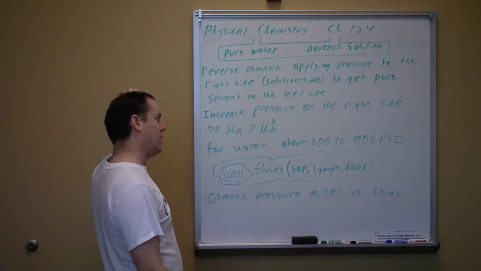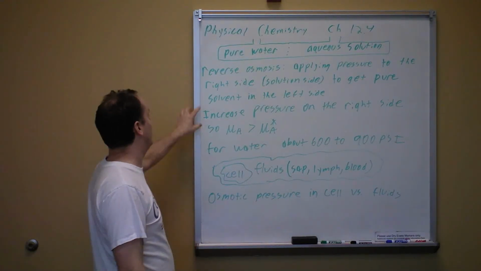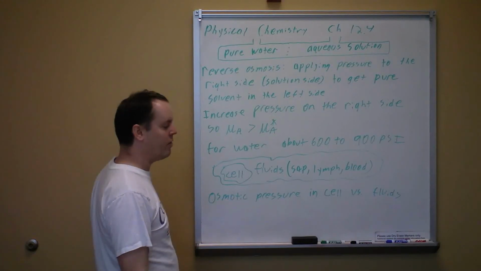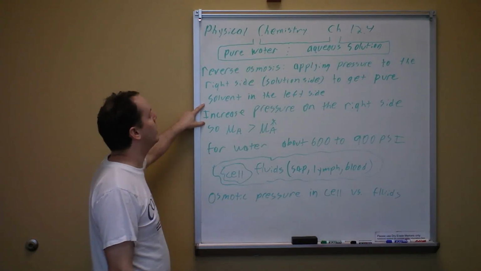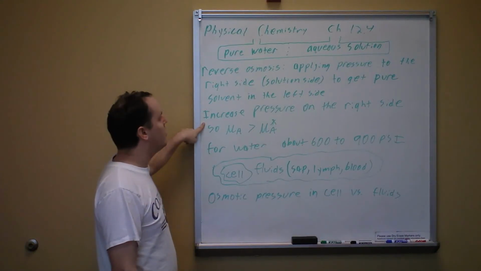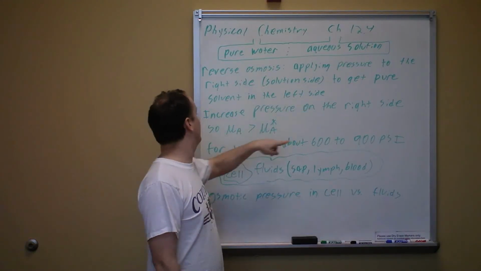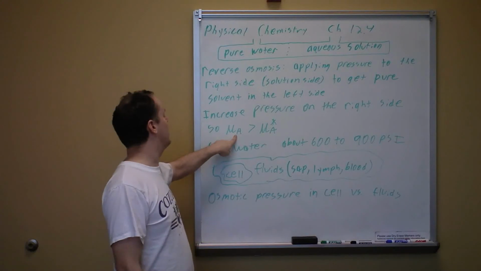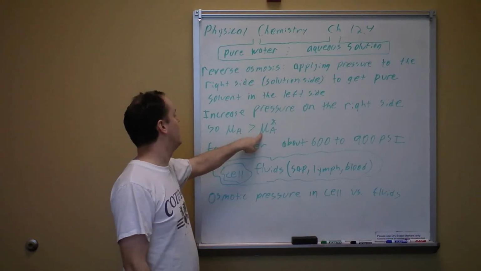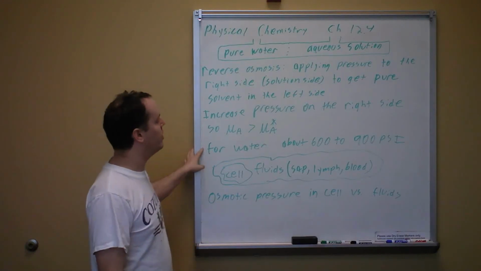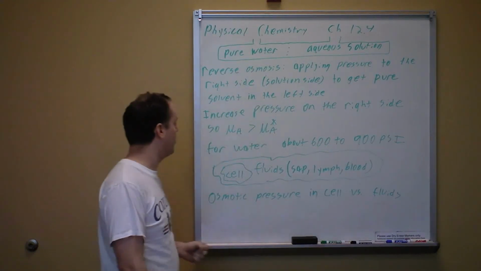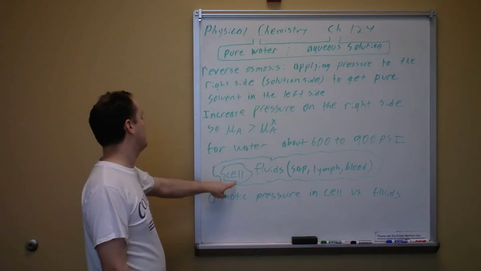This is how water treatment is done in countries like Saudi Arabia, where they're next to saltwater, ocean or lake or whatever. They've got energy but no clean water, so they do this. So if you increase the pressure on the right side, what you're doing, of course, is making the chemical potential of the A on the right side greater than the chemical potential of pure A. Now in water, this takes about 600 to 900 pounds per square inch.